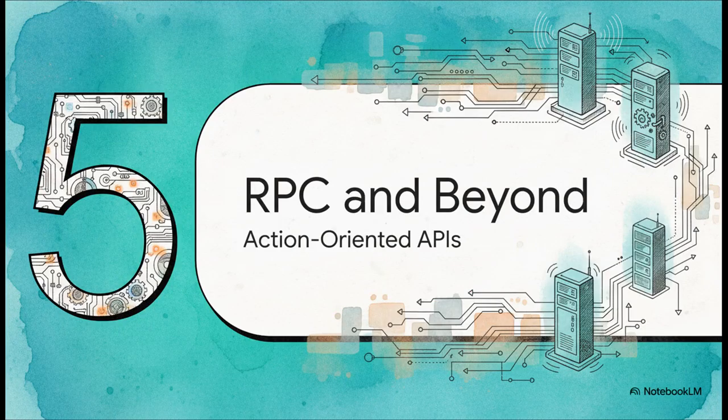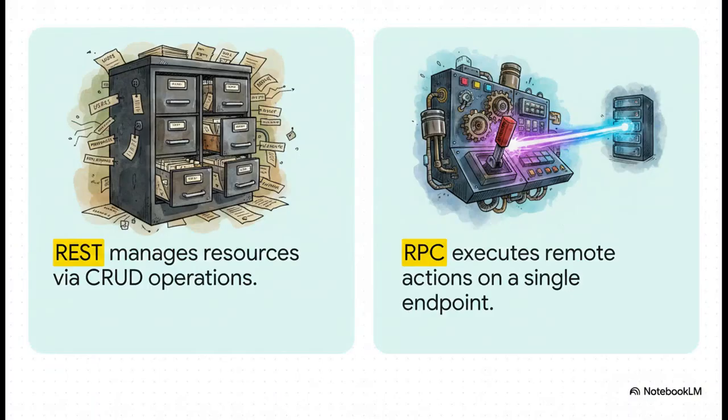Finally, let's wrap up with Section 5, RPC and Beyond, Action-Oriented APIs. Let's explore an architecture built purely for raw server-to-server performance. Unlike REST, which is completely obsessed with resources and performing basic CRUD operations on specific URLs, RPC, which stands for Remote Procedure Call, is entirely focused on executing actions. In RPC, you usually just hit a single endpoint. Instead of manipulating a message resource, you just explicitly tell the server to execute a specific procedure, like send message. It treats remote servers almost as if they were just local code functions running on your own machine.